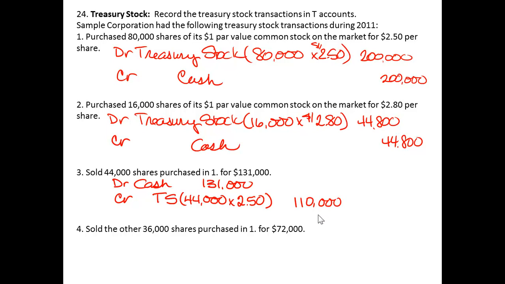So it appears we sold it for more than what we purchased it for, and who comes to your rescue but paid-in capital, Treasury stock, for the difference. And the difference is $21,000.